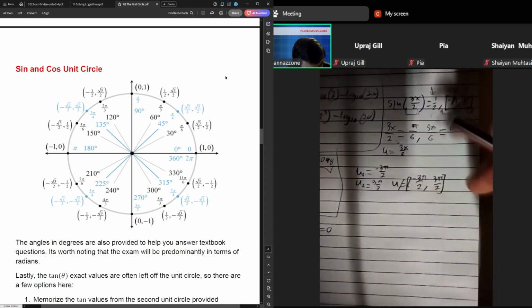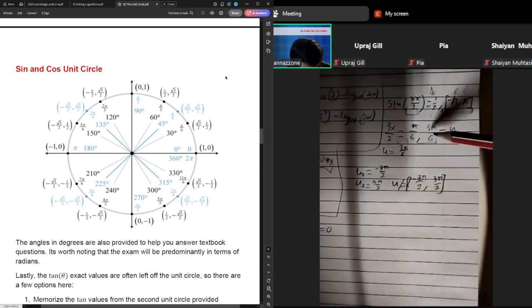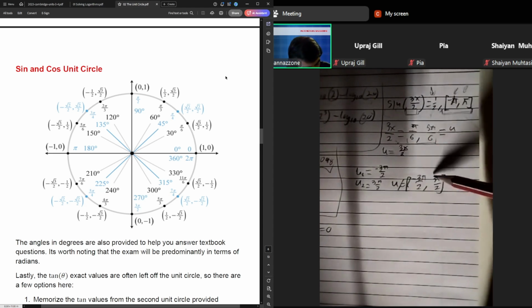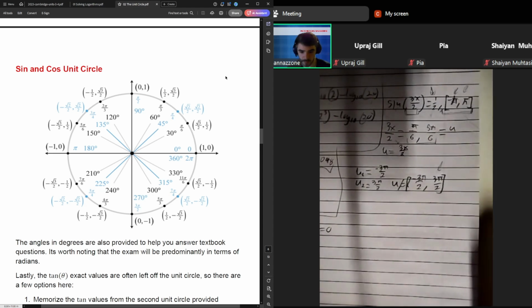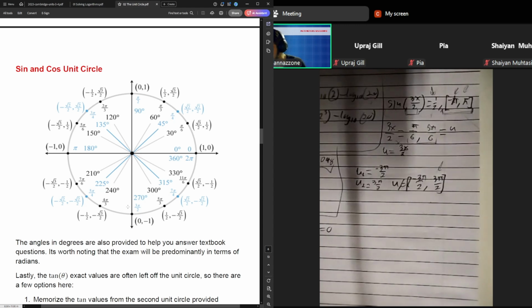So, if we're looking at our initial solutions here, they already fit within our domain. Pi over 6, 5 pi over 6, we haven't crossed over 3 pi over 2. So again, if we look to the screen share, 3 pi over 2 is this spot all the way down here. Pi over 6 was up here, 5 pi over 6 was here. We haven't crossed over yet.